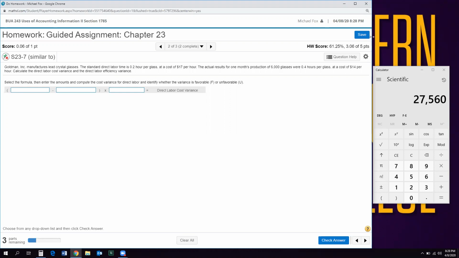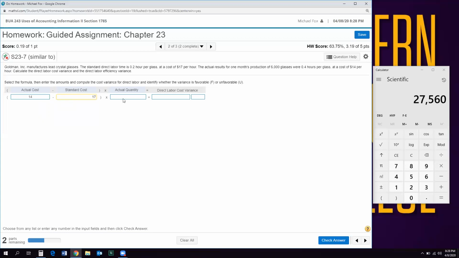So the first thing I have to do, they just want the formula. So I'm going to say this is our actual cost minus our standard cost times our actual quantity. So there's the formula. And then we just have to fill it in really. So our actual cost, let's see, is $14 per hour. And our standard cost was $17 per hour.